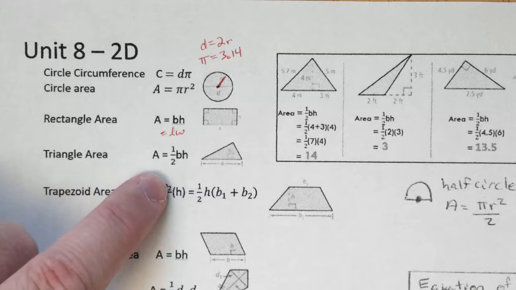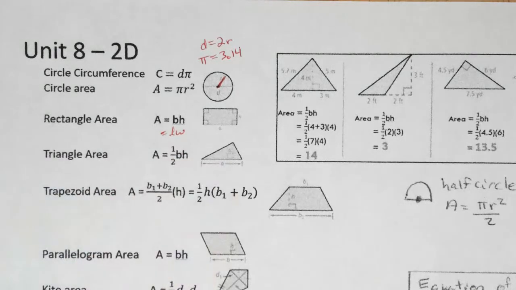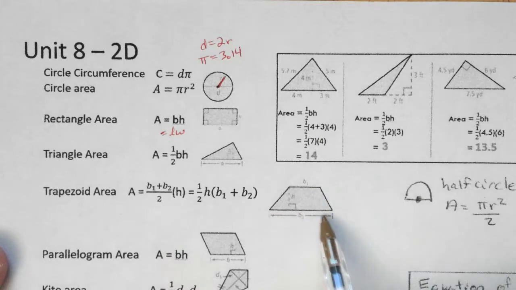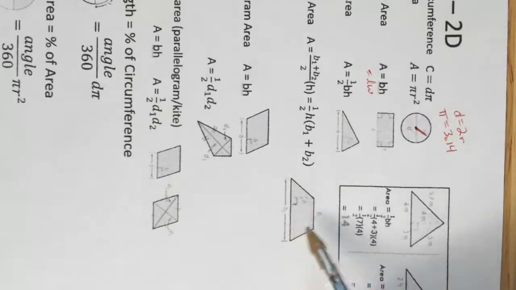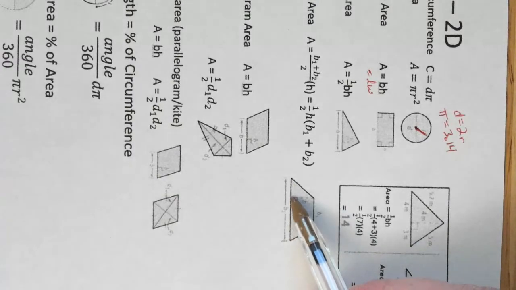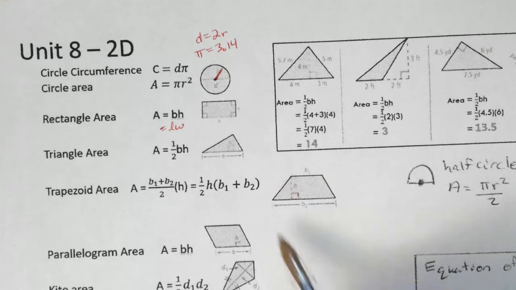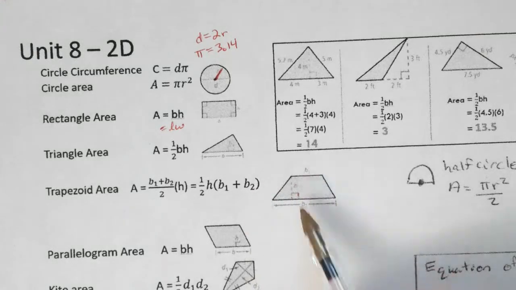Triangle, so the triangle area is 1/2 base times height. Trapezoid is the average of the bases. So the bases are always parallel to each other. So sometimes it's going to be like this. You just need to turn your paper until the bases are horizontal to you and everything falls into place. So it's the average of the bases, so add them together, divide by 2, and then multiply by the height.